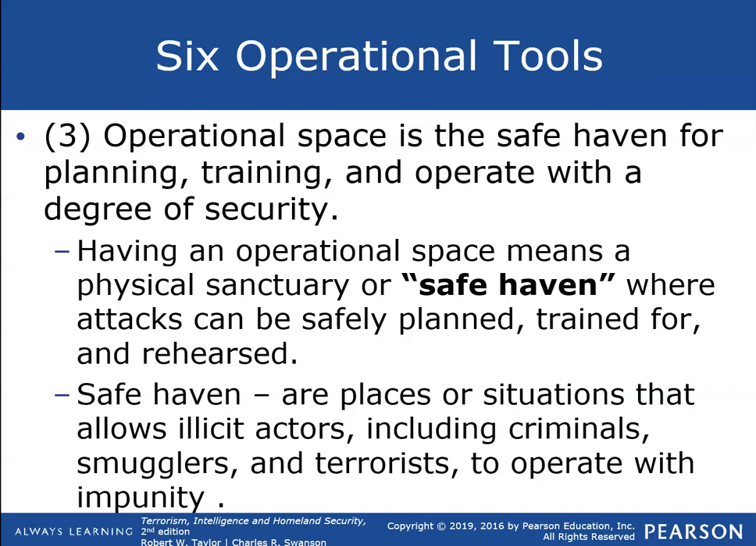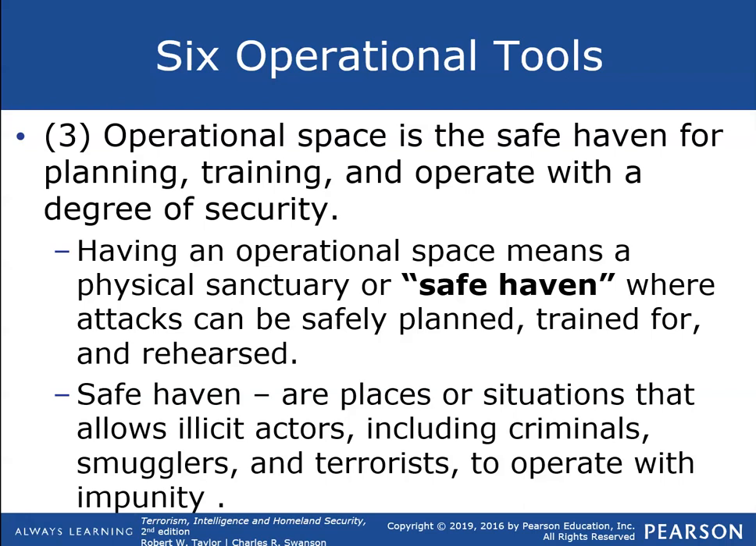So having an operational space means a physical sanctuary or a safe haven where attacks can be safely planned, trained for, and rehearsed. Now, safe havens are places or situations that allow illicit actors, meaning individuals, including criminals, smugglers, and terrorists, to operate with impunity, which means that they can just do what they want to do, if you will. And other advantages include that the terrorist can organize, plan, raise funds, communicate, recruit, train, and operate with a reasonable or high degree of security.